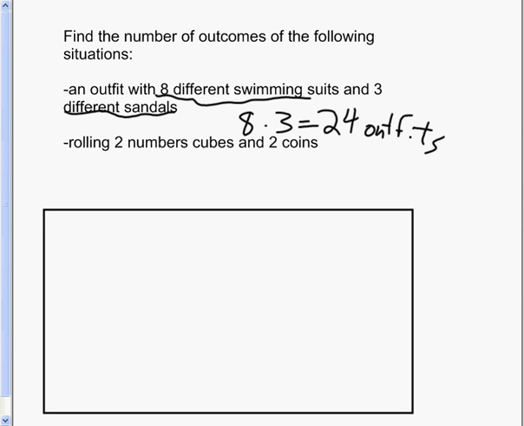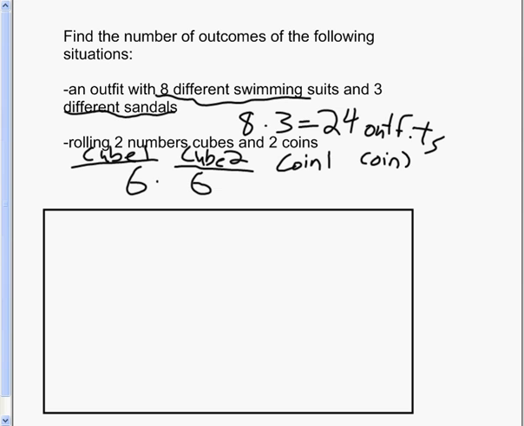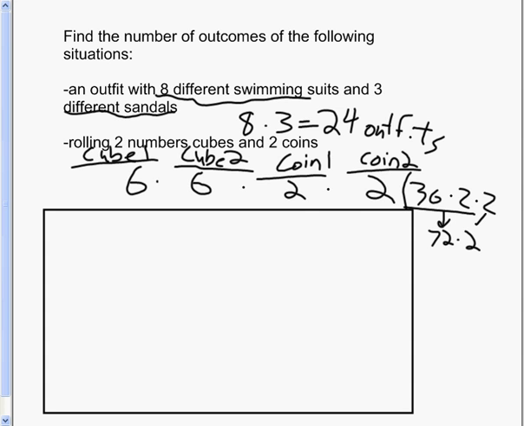Now, if we rolled 2 number cubes, remember, this isn't just the number 2, but it's 2 cubes. Cubes have 6 faces, so we have 6 options for both cubes. And then with 2 coins, coin 1 and coin 2, they're both going to have 2 options. They're heads or tails, typically. So multiplying them all together, 6 times 6 is 36, times 2 times 2. 36 times 2 is going to give us 72, times 2. And then 72 times 2 gives us 144.